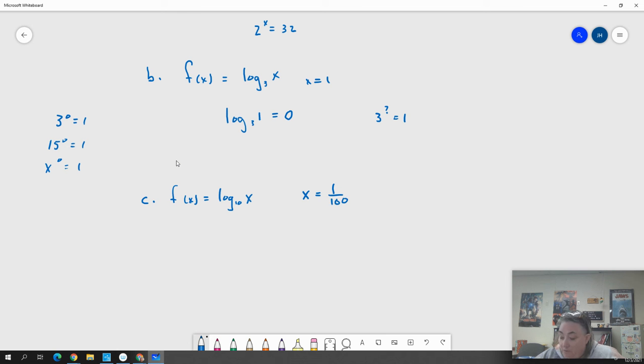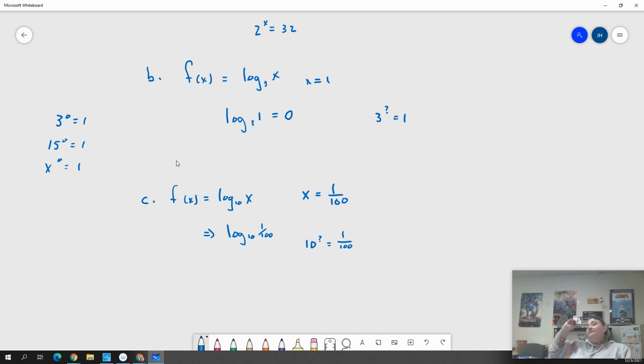Say x equals 1 over 100. So if I plug this in, I would be saying that log base 10 of 1 over 100 means that I'm asking the question, 10 to what power equals 1 over 100?